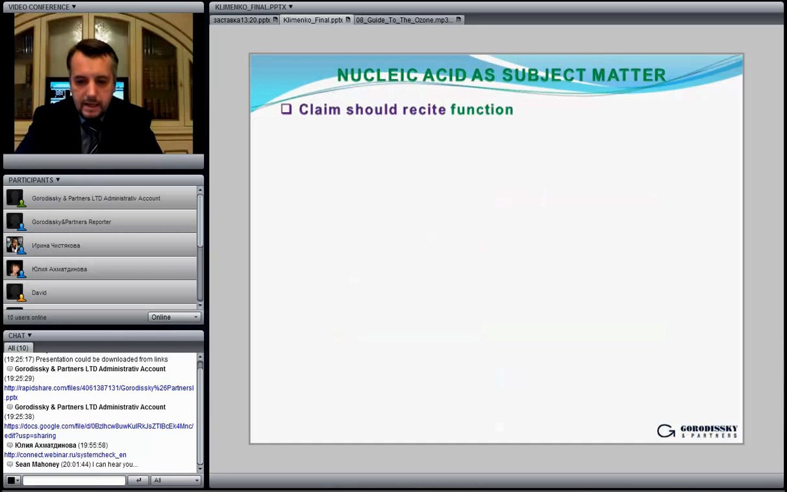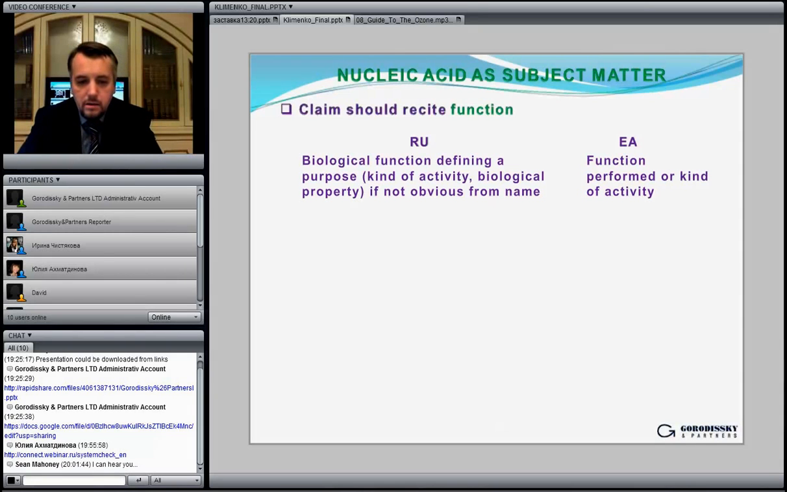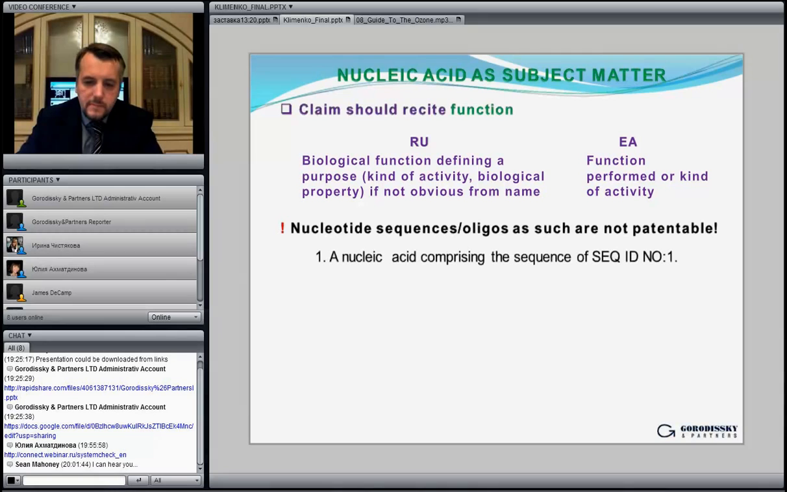Moving on to the nucleic acid. There are two major requirements for compilation of a claim. The first one is that the claim drawn to a nucleic acid should recite a function. In the two cases, this is defined in pretty much the same way. It's a biological function, kind of activity or biological property possessed by the nucleic acid. As I mentioned before, a naked claim like this, nucleic acid comprising the sequence listed in the sequence listing, such a claim is not allowed. You do need to know the function.